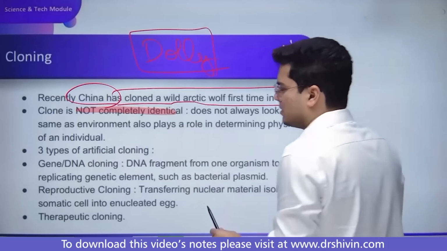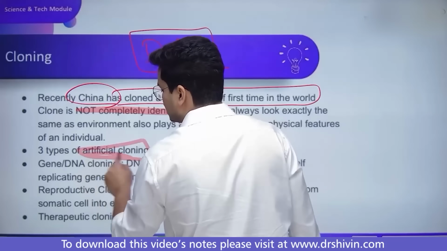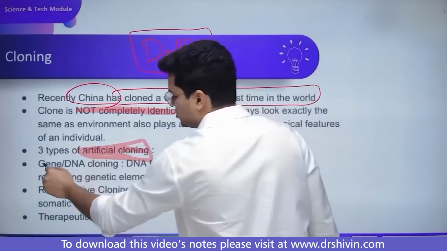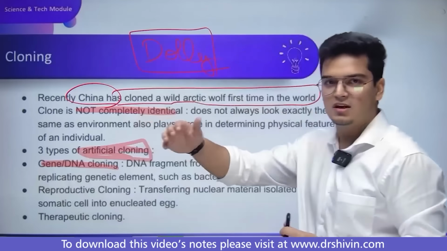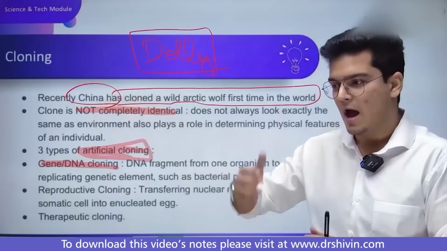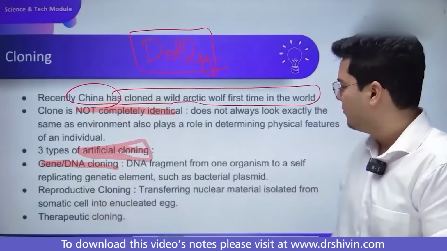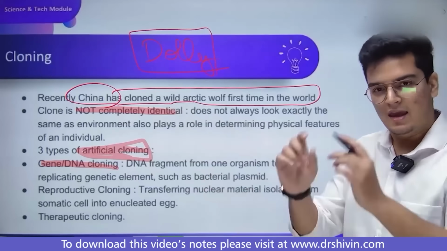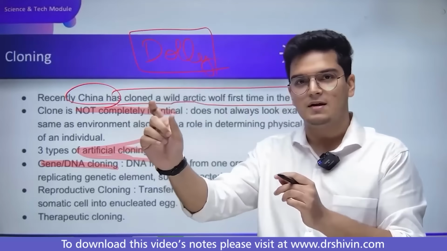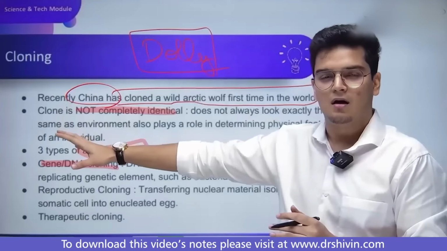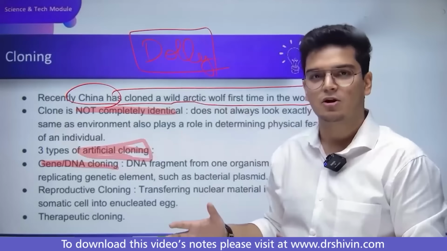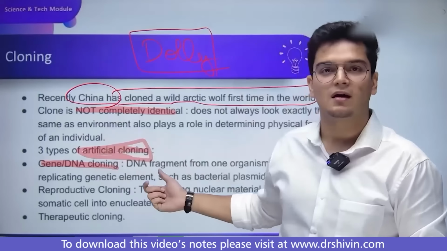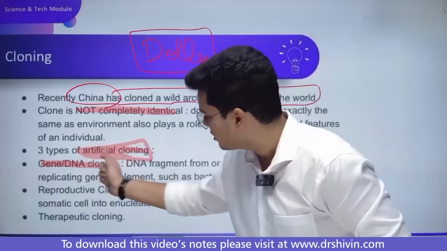Okay? Now there are three types of artificial cloning. First is gene cloning. When we make multiple copies of a gene and then make a product from that copy. We have seen this in the case of human insulin. I put the human insulin gene into a plasmid, made the plasmid grow many times, the bacteria reproduced many times, so I cloned a gene. This is one type of cloning, gene cloning.